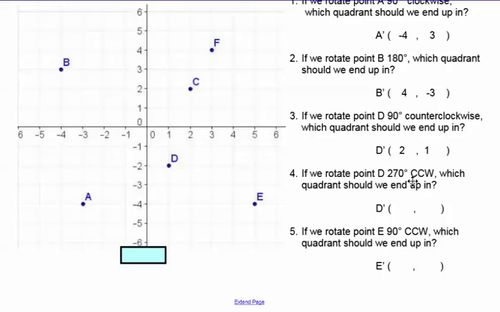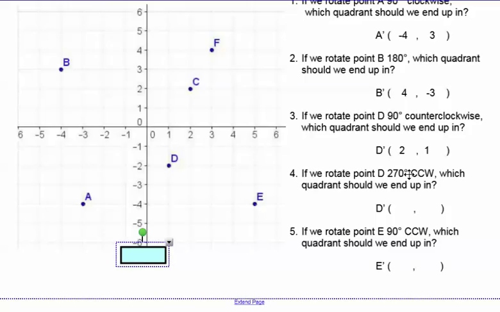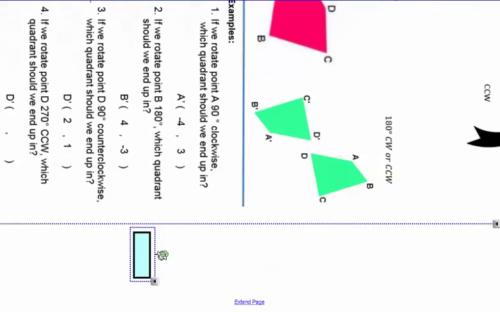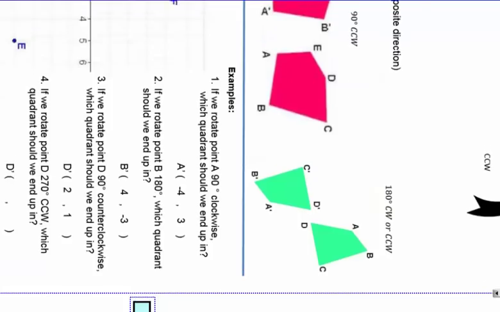We're going to rotate point D 270 counterclockwise now. Well, I actually prefer to not do 270, so I'm going to do 90 clockwise. Remember, instead of doing 270, we can do 90 in the opposite direction. So I'm going to do 90 clockwise, which means I'm going to go to the right 90 degrees. All right, and my star ends up on the right.